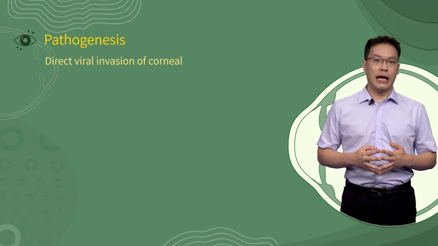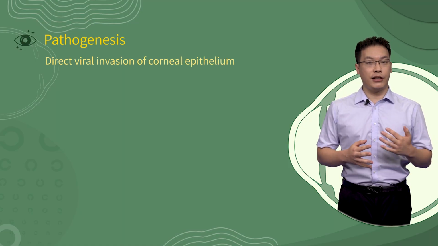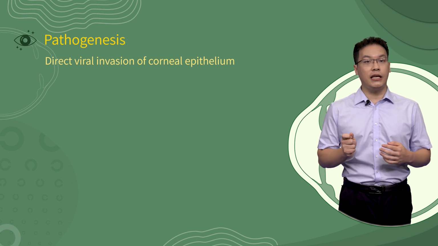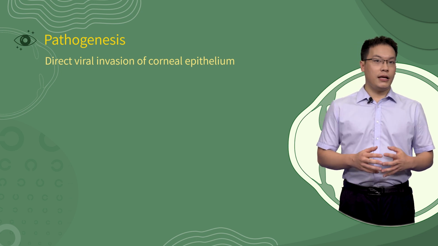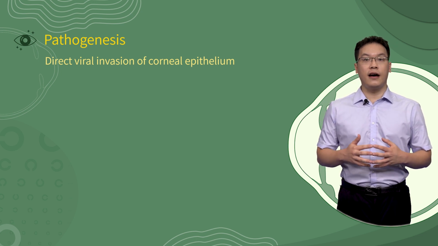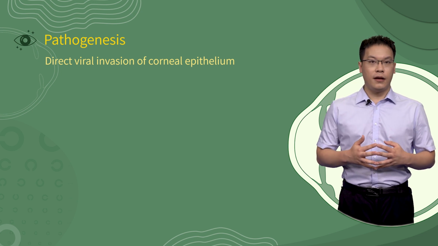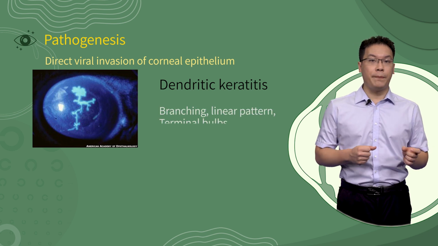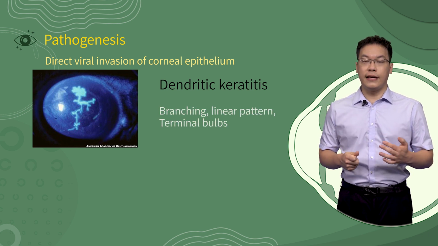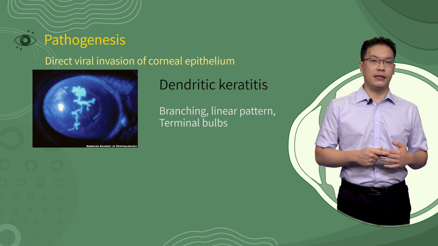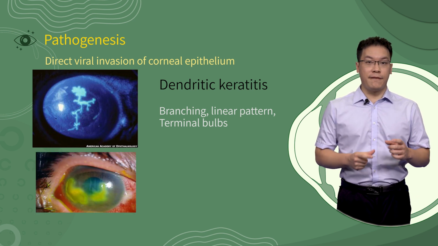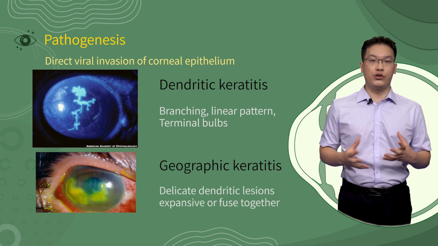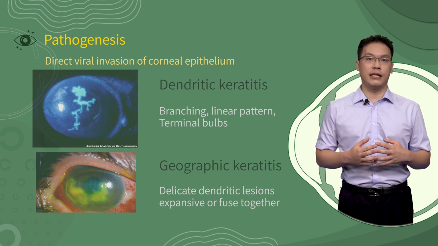The underlying pathogenesis of HSV keratitis includes direct viral invasion and the cell-mediated immune reaction to the virus. Direct viral invasion mainly affects the corneal epithelium. Replication of the virus induces a typical branching and linear pattern with terminal bulbs, which is called dendritic keratitis. The dendritic lesions can further expand or fuse together to form a geographic pattern, which we call geographic keratitis.